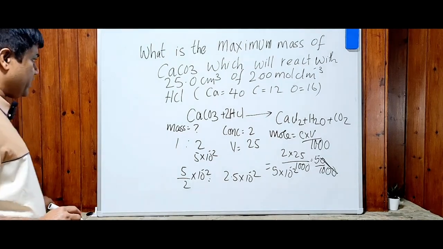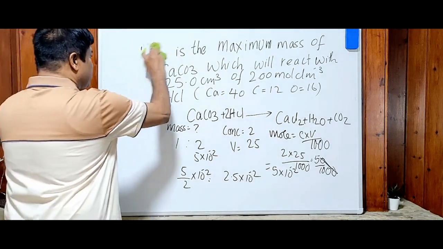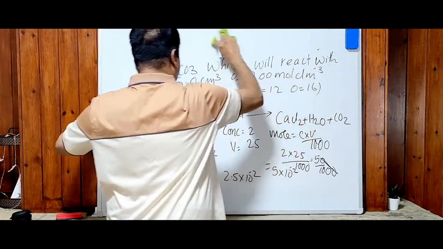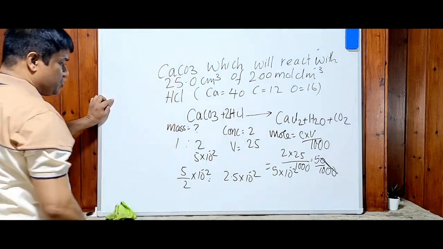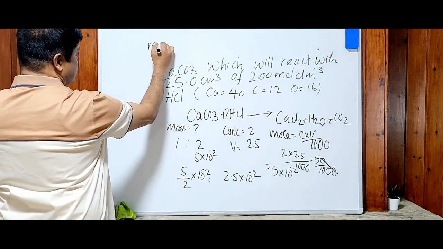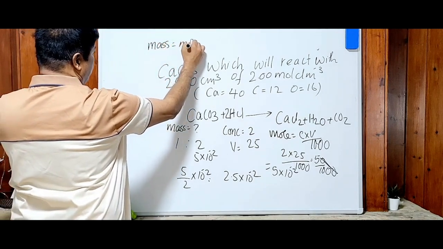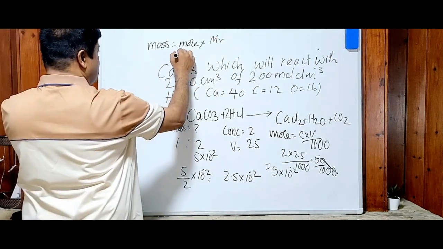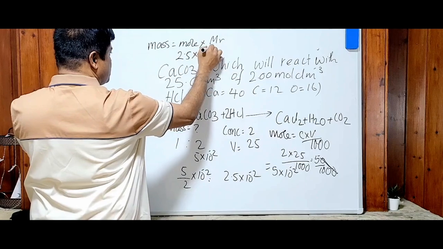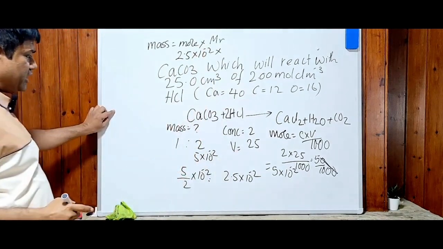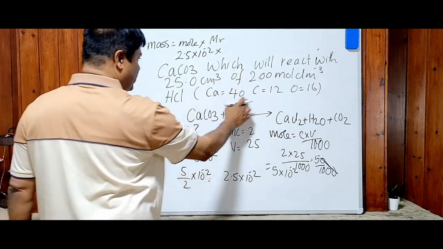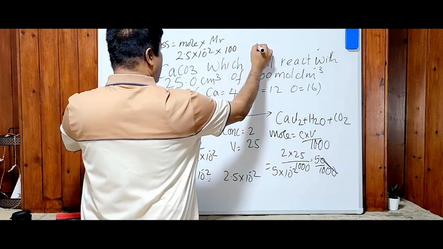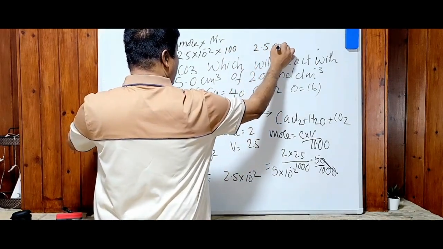So if you don't mind, can I write this part? Only that part of the question. I have some little space to work out my calculation. So mass equals mole of CaCO3 times its MR. What's the mole of CaCO3? 2.5 into 10 to the power of minus 2. MR of calcium carbonate, you can work it out. Calcium 40, carbon 12, oxygen 16, which is nothing but 100. So what's the answer? 2.5 gram.